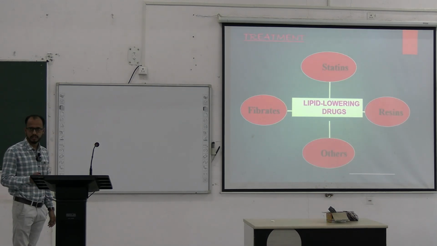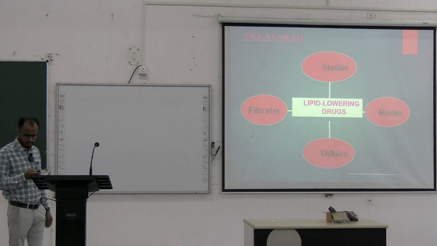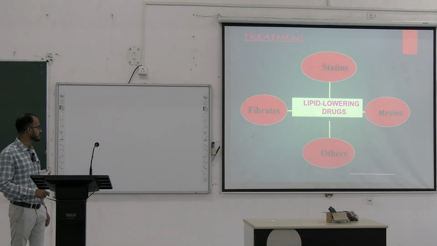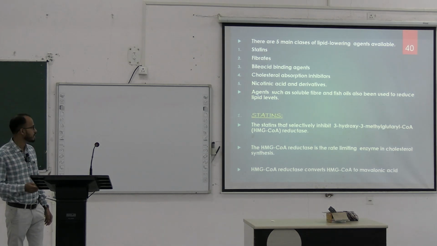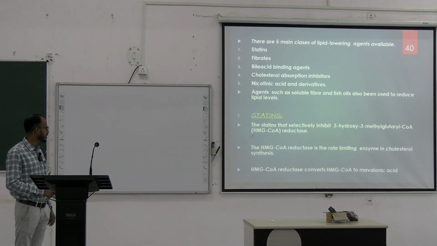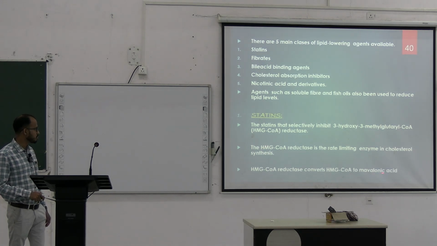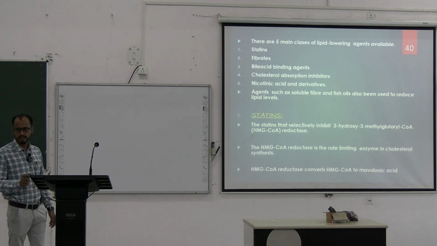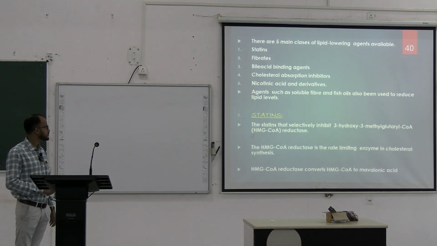So, what are the lipid lowering drugs? These are grossly divided into four parts: statin, fibrate, bile acid binding resin, and some others. Statin. What is statin? Statin is an HMG-CoA reductase inhibitor, that is, it inhibits 3-hydroxy 3-methyl glutaryl CoA reductase, the main rate limiting enzyme in cholesterol synthesis. HMG-CoA reductase converts HMG-CoA to mevalonic acid. So what does statin do? Statin causes inhibition of cholesterol synthesis.